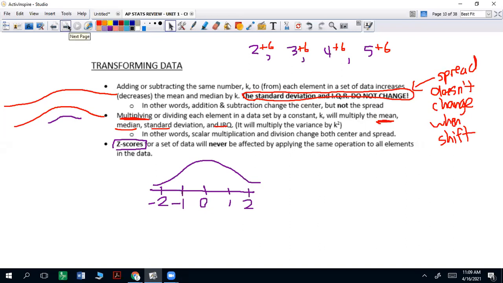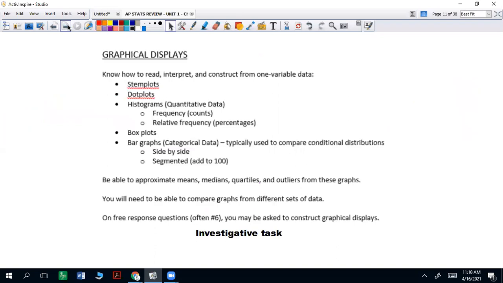Talk about graphical displays: how to read, interpret, and construct from one variable data: stem plots, dot plots, histograms. The preferred display that I like to use from the calculator is a box plot. Those are easy, right? You can just go to the stat plot on your calculator and get a box plot, and it'll show you outliers. Histograms and stem plots are generally going to be drawn for you. You have to know how to interpret those.